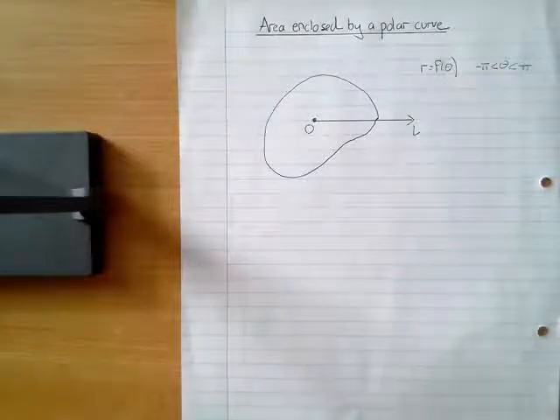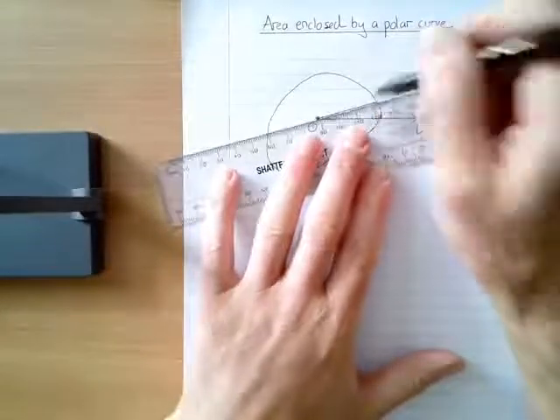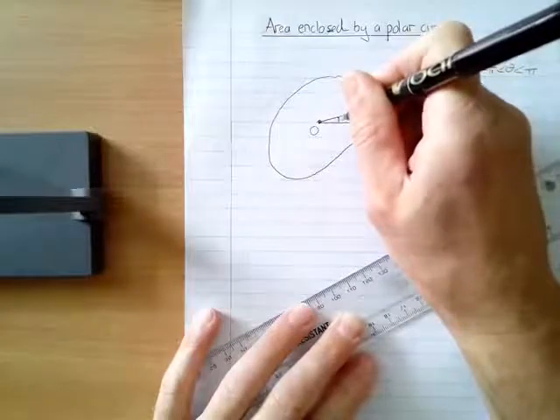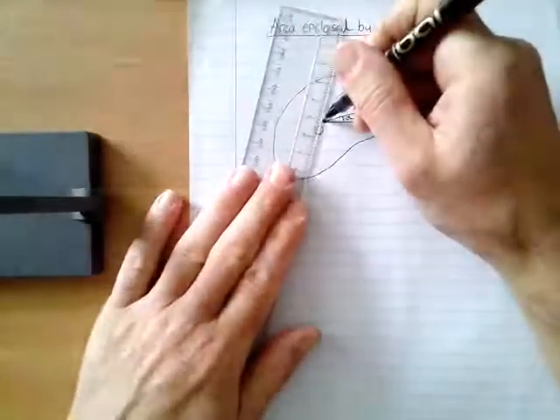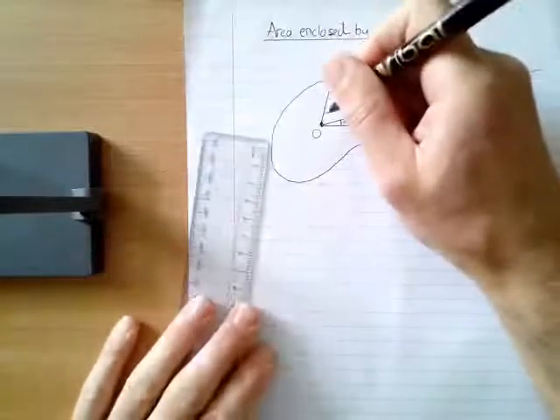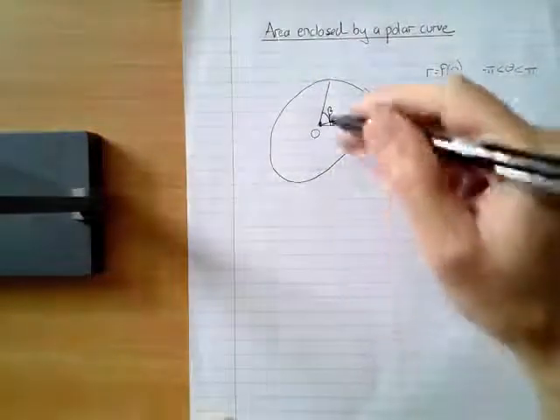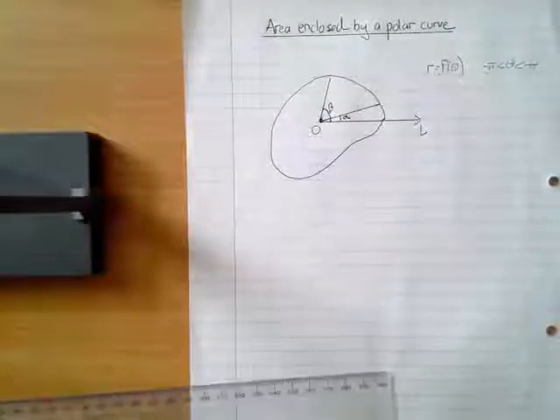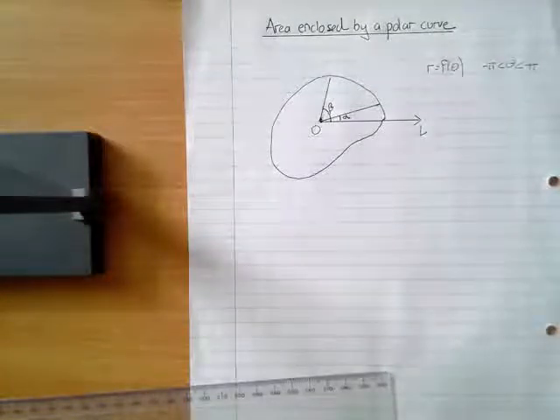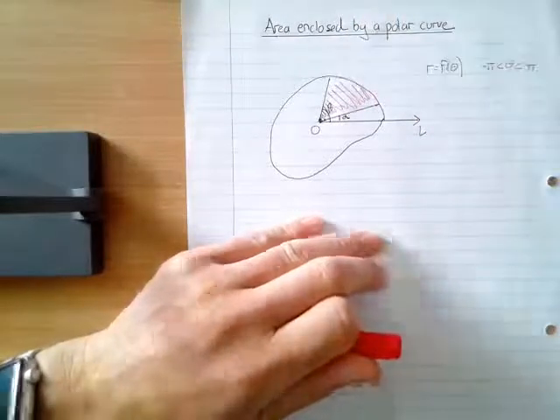So let's suppose, for example, that I set a value of theta equal to alpha. So that there is alpha. And I set another value of theta set to beta. So all the way to there is beta. So I've got this on an angle of alpha and this on an angle of beta. There we are. So I might be interested in finding the area in there.